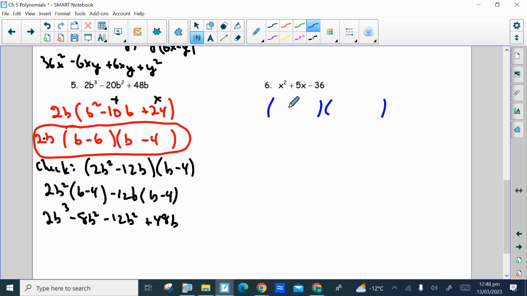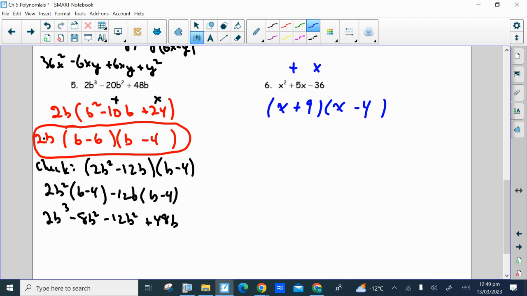Thank you. The front terms multiply to get x squared, so they both have to be x's. And now we're looking for two numbers that multiply to get negative 36 and add to get positive 5. Because they multiply to get negative 36, their signs have to be different. They're going to add to get a positive 5, so the bigger number must be positive. There's the factors. And that one is done.